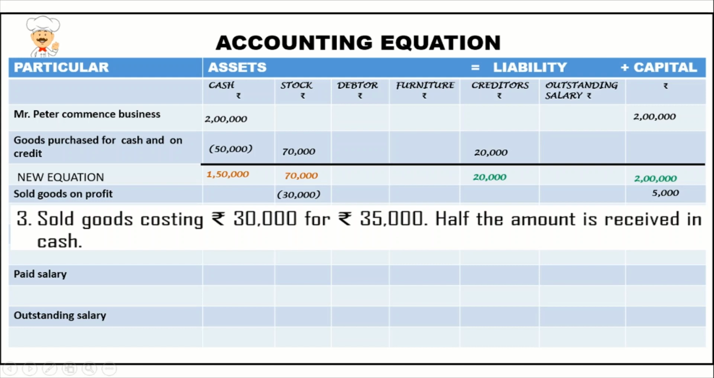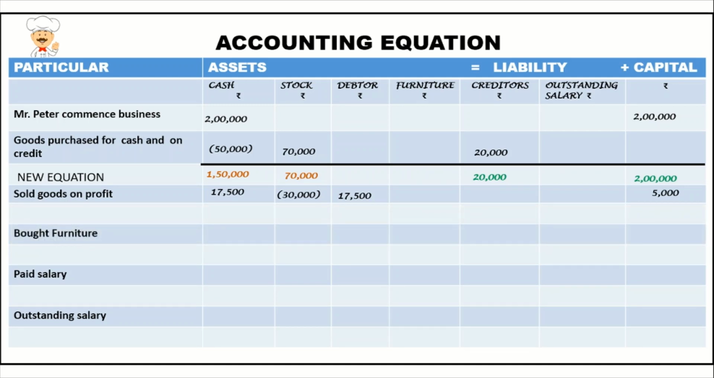Another thing, this 35,000 is a sale price, but only half is received. So half the amount of 35,000 will be added to cash. And the other half becomes your debtor because you're going to receive this money in future. So the amount owed from the outsider is actually a debtor. Moving to the next one.